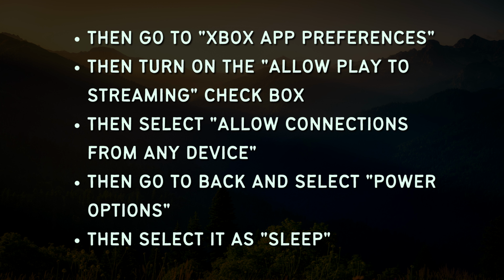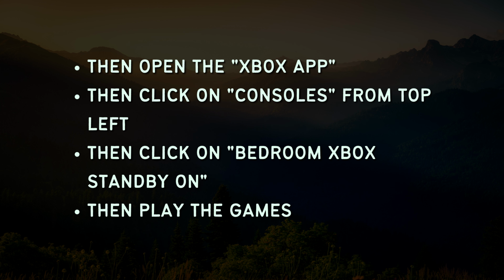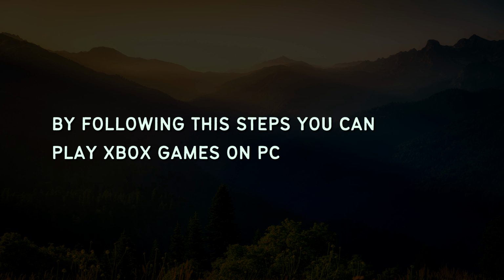Then go back and select power options. Then select it as sleep. Then open the Xbox app. Then click on consoles from top left. Then click on bedroom Xbox standby on. Then play the games. By following the steps, you can play Xbox games on PC.